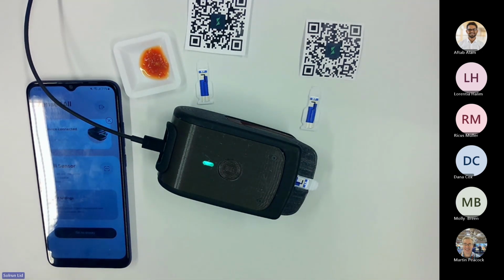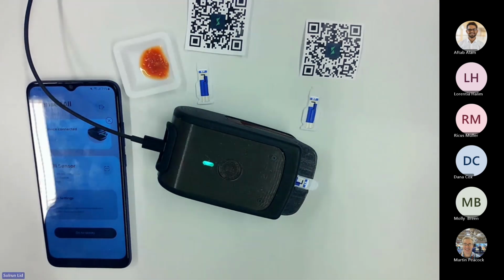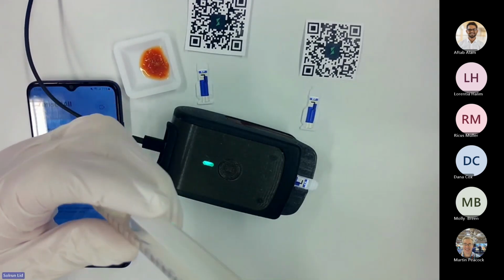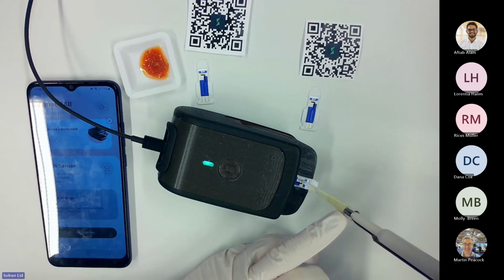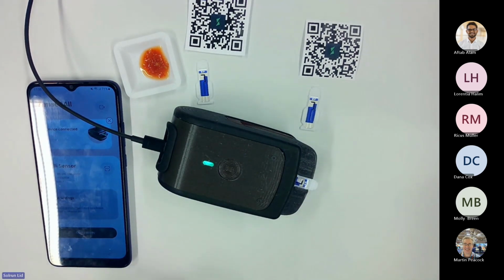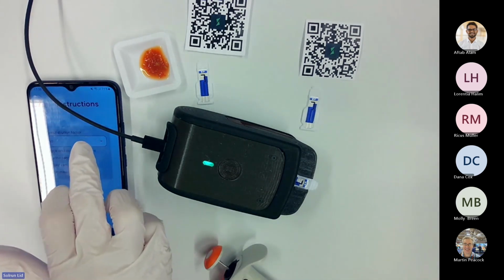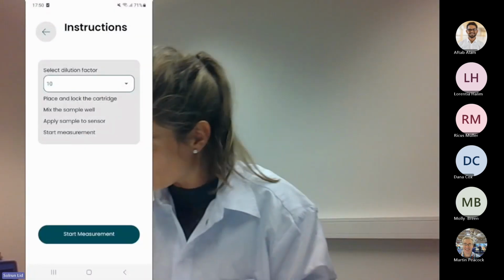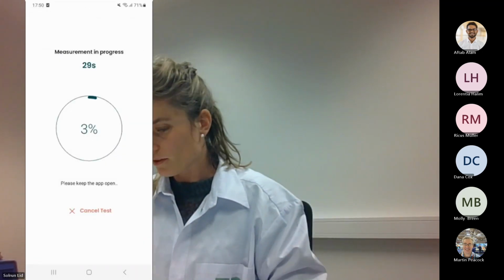So again, I will pipette 50 microliter of my prepared solution on top of the electrodes of the sensor, just like that. So pipetting it on top of the electrodes, and then I will click go to assay. Well, I will change the dilution factor to 1:200 and click start measurements.